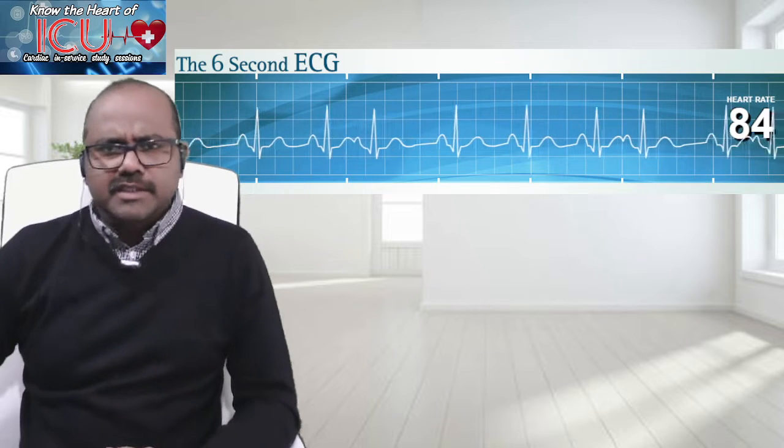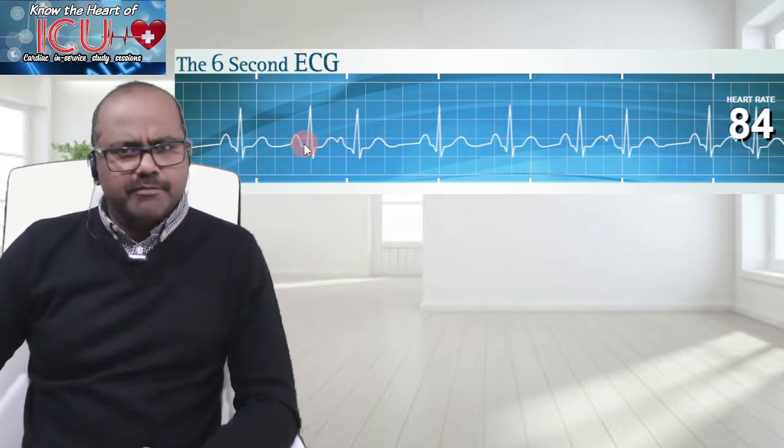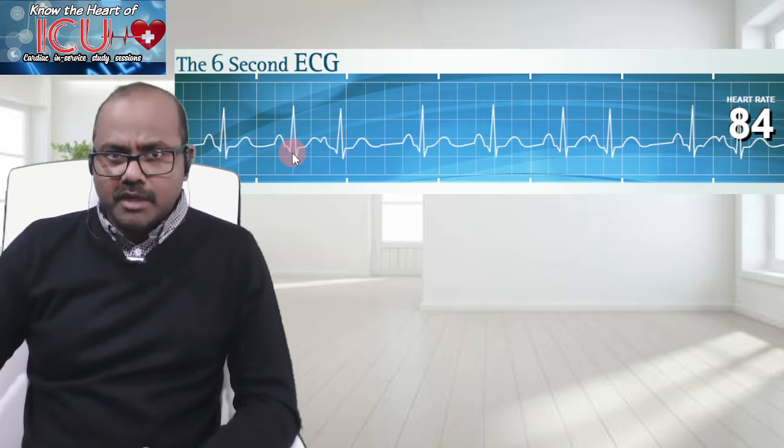So you look at this rhythm now. See, you have a P wave, a normal PR interval, and you have your QRS complex.